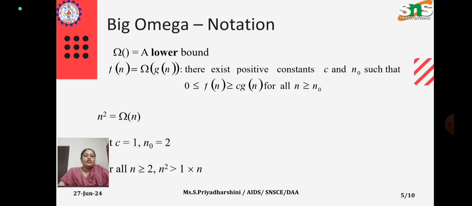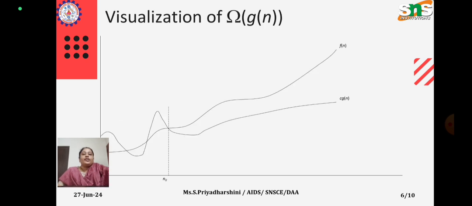For example, if you take n square is equal to omega of n, then c is equal to 1 and n naught is equal to 2. So for all n greater than 2, n square is greater than 1 into n. So this will be the big omega notation. The visualization representation of big omega notation is given. I'll explain it in detail.